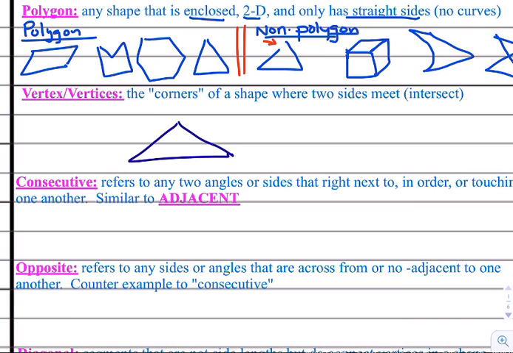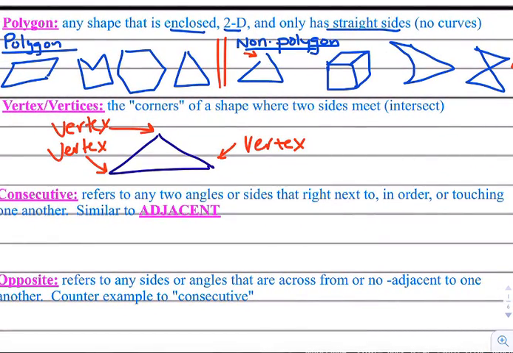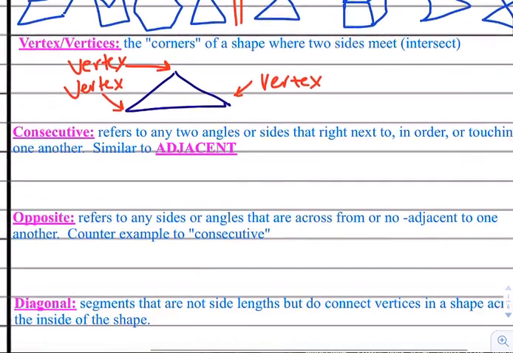Vertices, or vertex, refer to the corners on a shape where sides meet. For a triangle, there's a vertex, there's a vertex, and there's a vertex. This triangle has three sides, which means three sides have to come together to meet. Hence, it'll be three vertices, and that's really all there is to a vertex. It just refers to the corners.